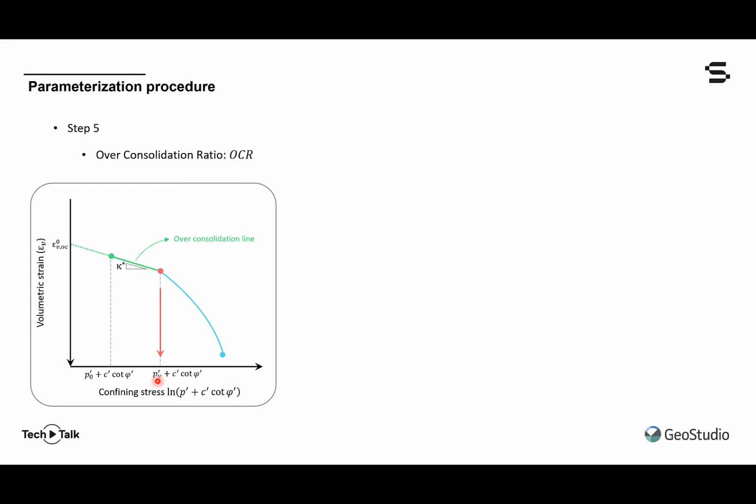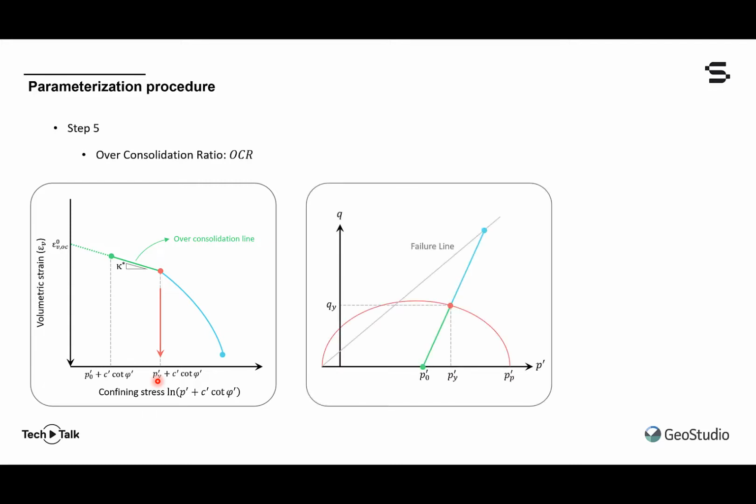The OCR, the overconsolidation ratio, is actually defined as the ratio between the isotropic pre-consolidation pressure, P sub P, and the initial isotropic pressure, P prime naught.